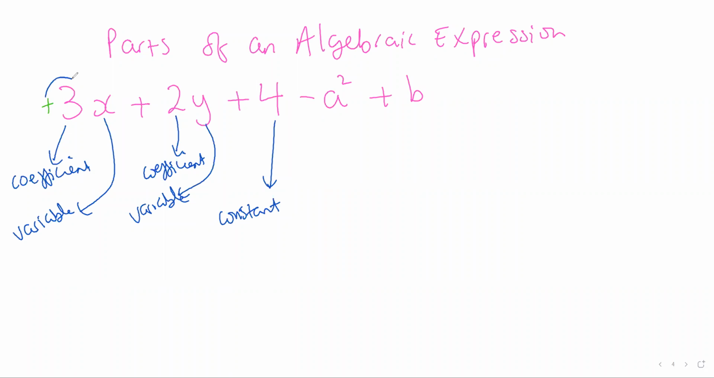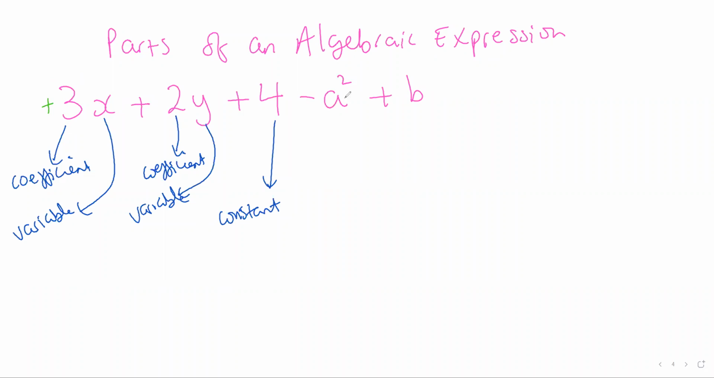3 is also considered a constant, but because it is being multiplied by a variable here, 3x, it's called a special constant, which is called a coefficient. Coefficient, right? Nice. I go on here now, watch.